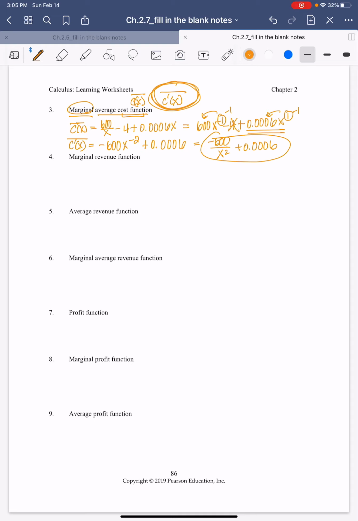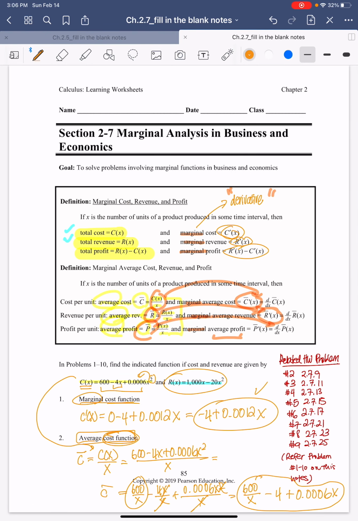Let's try number 4. Let's look at the keyword, revenue function. Revenue function means R of x, but there's a keyword, marginal. So that means find R prime of x. Okay, that's it. Look for the keyword and then look for what else there is. Look for those adjective terms, marginal. So I have R of x already given. So marginal revenue, again, it's right over here. Just take the derivative.